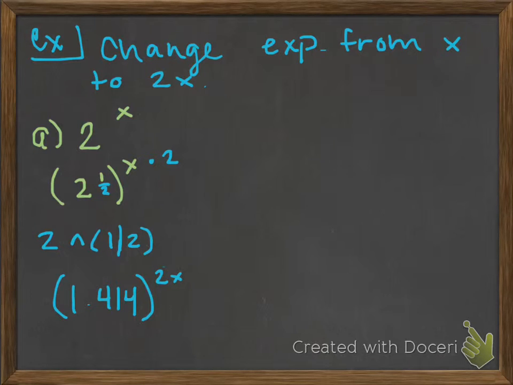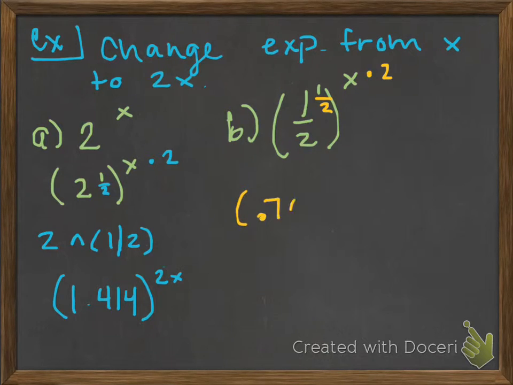So letter B, again, same thing. We have 1/2 raised to the x power. So again, this is 1/2 to the first power. If I want to multiply, change my base, I would multiply this exponent by 2, which means I have to divide this exponent by 2. So 1/2 raised to the 1/2 power is 0.707 raised to the 2x.